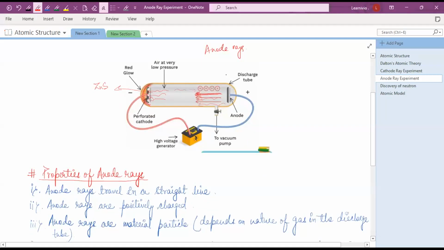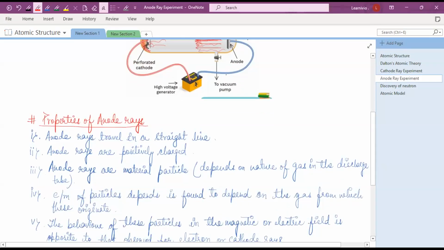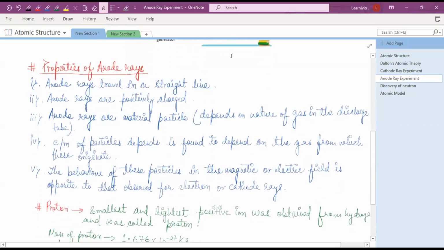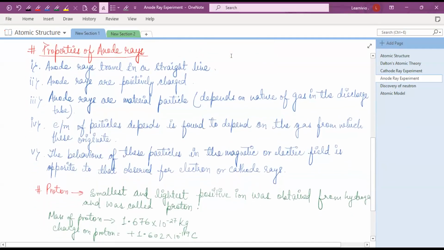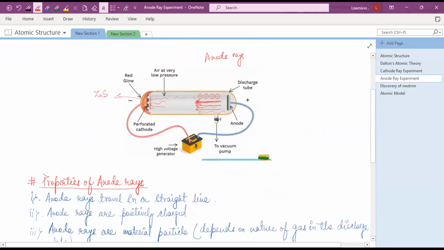Yes, it was just similar to the cathode ray experiment. Now here, after doing this experiment, he drew some properties of anode ray. He observed some properties. Again, anode rays travel in a straight line. Yeah, just one more thing.